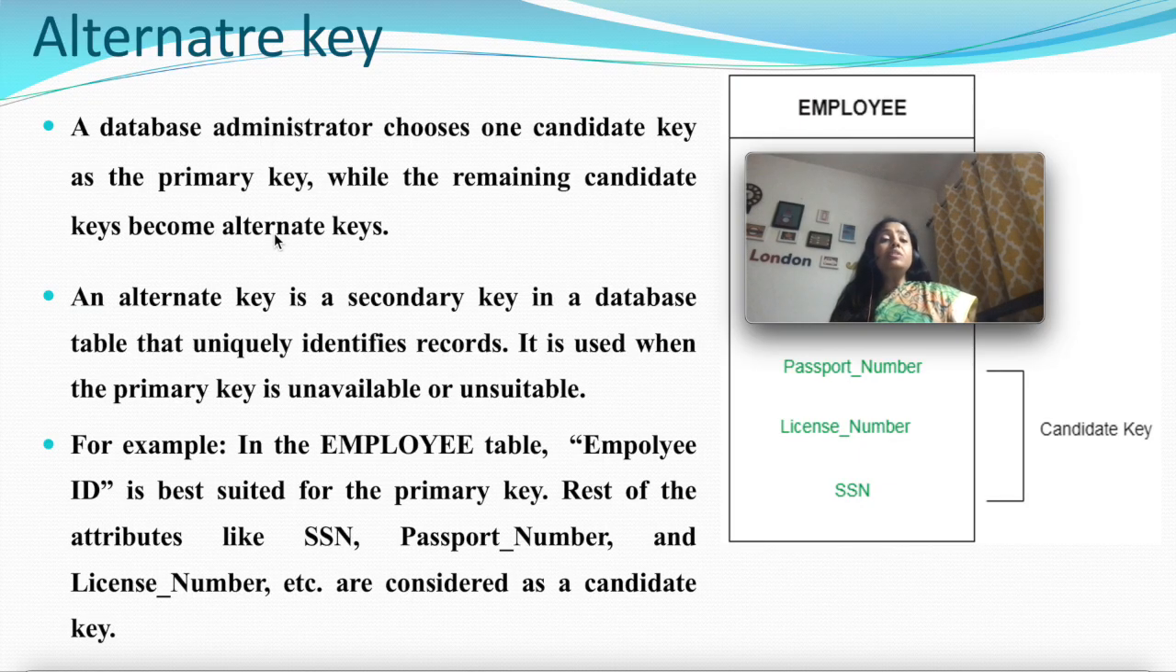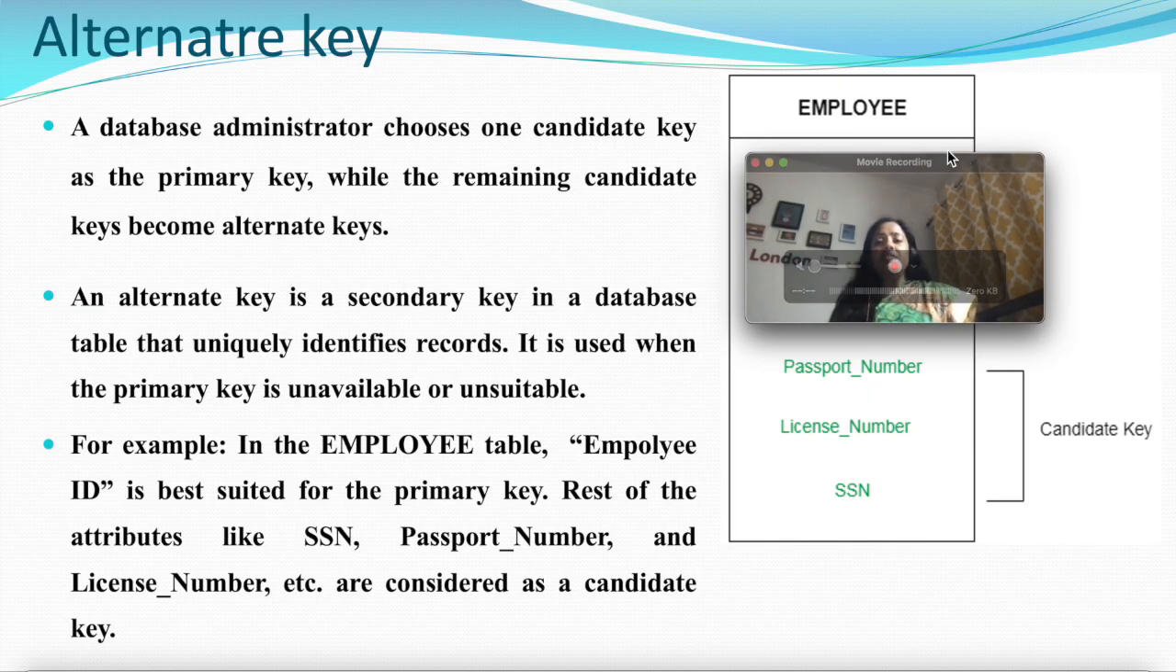What happens to the remaining candidate keys? They become alternate keys. So an alternate key is a secondary key in a database table that uniquely identifies records. It is used when the primary key is unavailable or unsuitable.